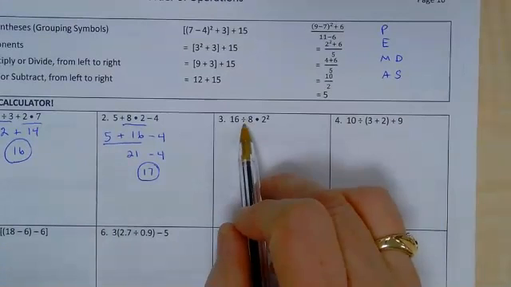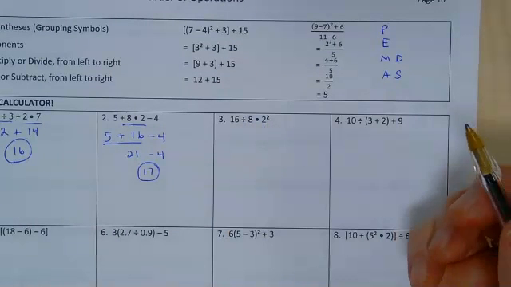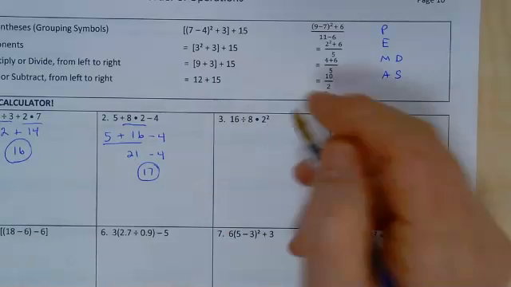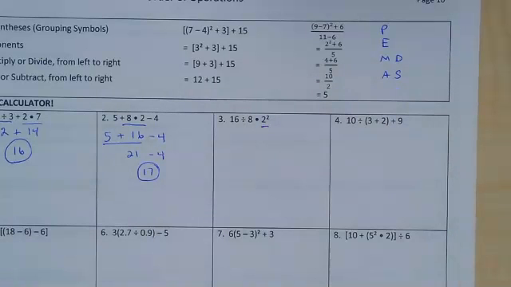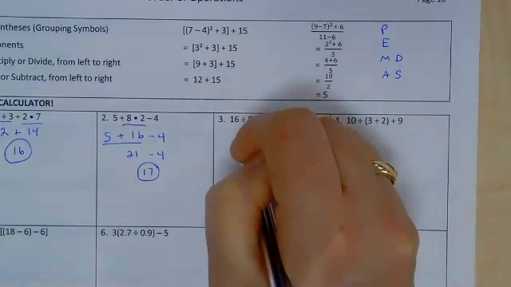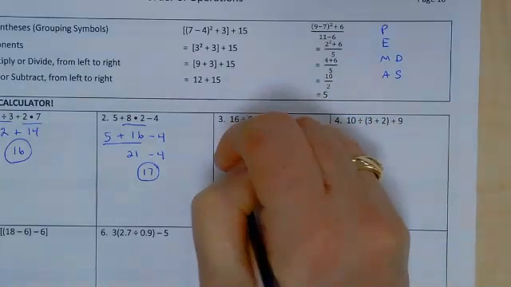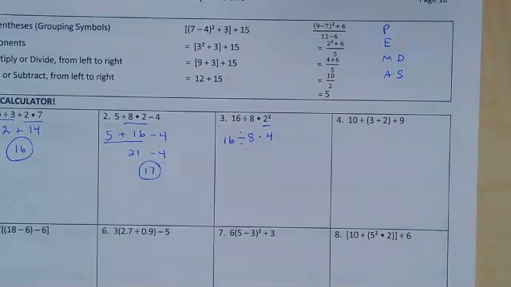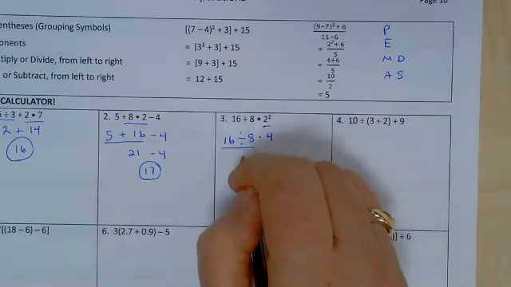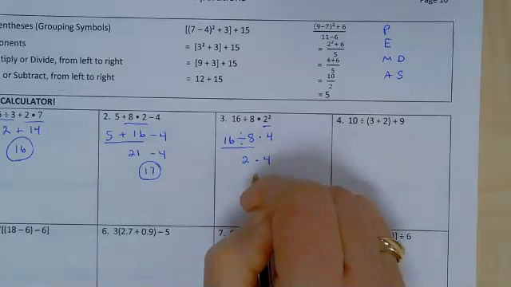Okay, divide, multiply, exponent. Aaron, what should I do first? Yep. So 2 squared. What's 2 to the second power? Josh? 4. So now I've got this, and this. So I've got divide and multiply, and I start on the left side, right?